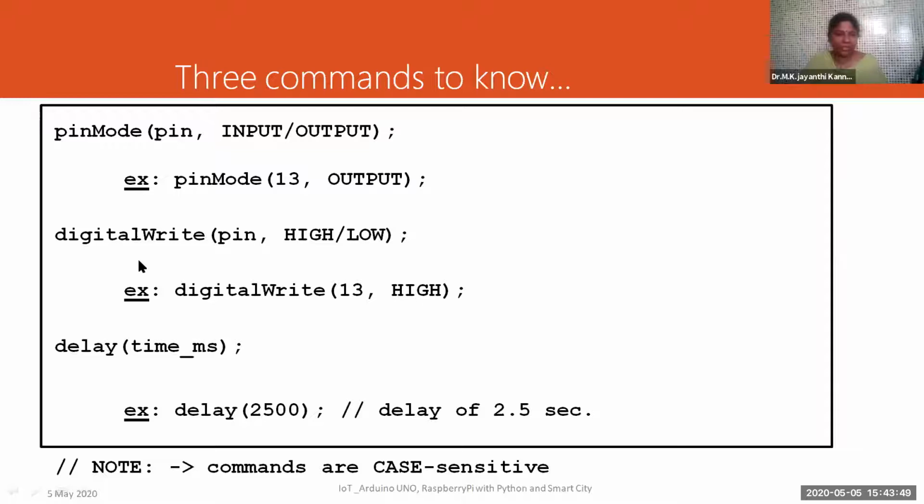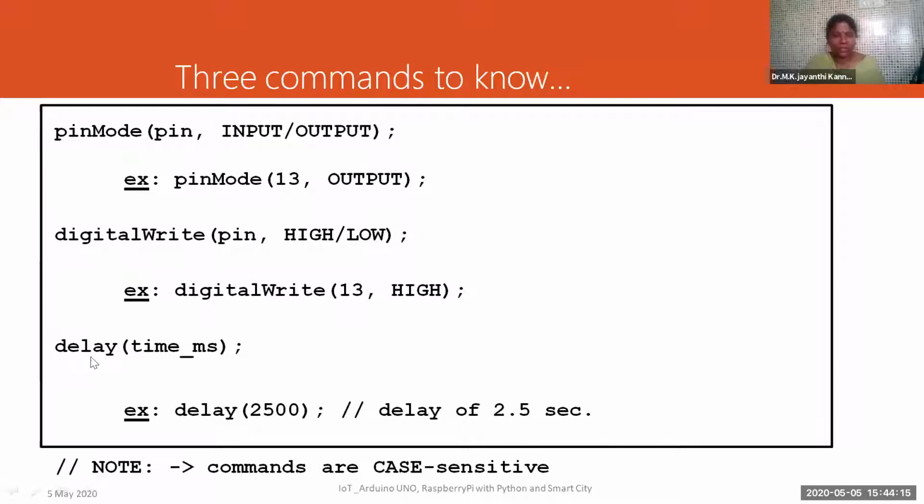The second command is called digitalWrite. Here also Write is in capital. So this is a keyword, followed by opening and closing brackets and a semicolon. We'll have the pin number followed by HIGH or LOW. For example, the executable statement will look like this: digitalWrite(13, HIGH). Here pin 13 is set to HIGH. It means that it is either 1 or 0 like that.